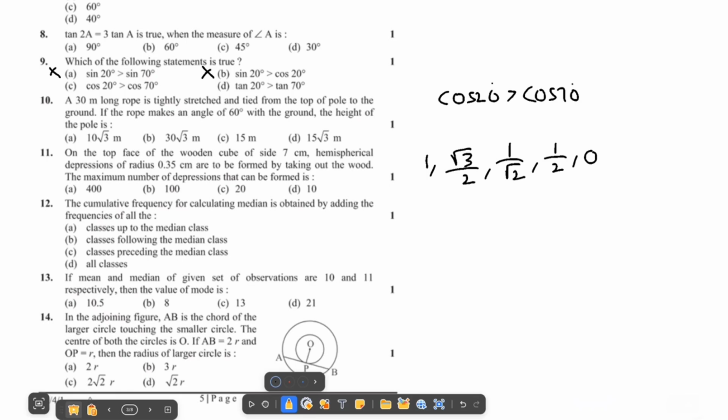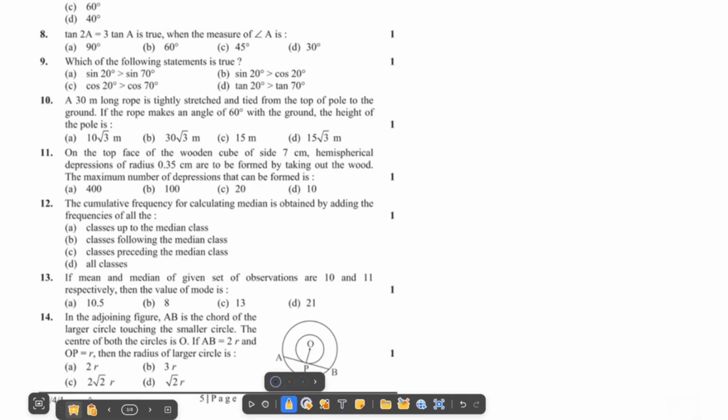So therefore definitely cos 20 will be greater than cos 70 degrees, because for lower angles we are getting higher values. Here as the angle increases, the value is decreasing. Cos 70 value is less than cos 20 degrees. So that means cos 20 degrees is greater than cos 70 degrees. So definitely option C is the right answer.